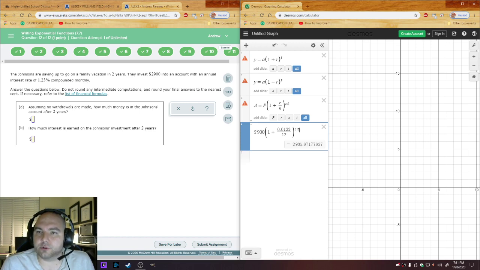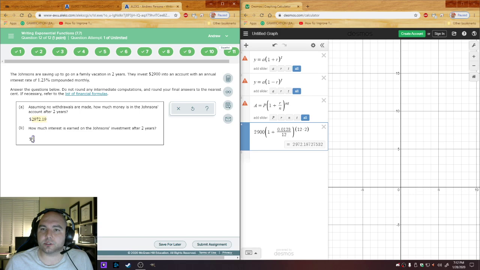Answer the questions below. Do not round anything. Okay. Assuming no withdrawals are made, how much money will be in the account after 2 years? So when I do this exponent, I'm not going to put 12. I'm going to put 12 times 2 because that's what 2 years looks like. So I'm going to round to the nearest cent again. It looks like 1972.19 because the 8 turns into 9 because of 7.